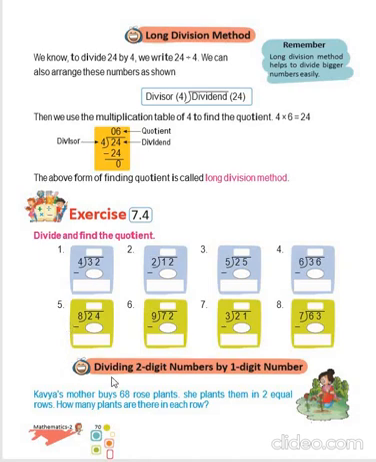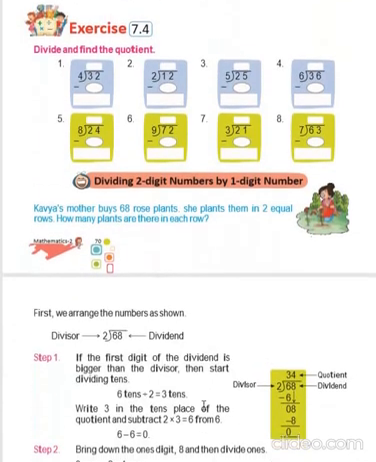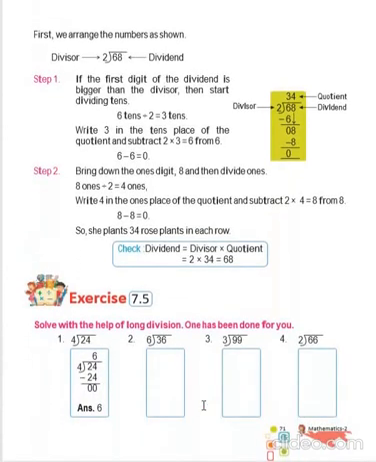Now come to dividing two-digit numbers by a one-digit number. Kavya's mother buys 68 rose plants. She plants them in two equal rows. How many plants are there in each row? So how do we have to do this? Divisor will be 2, dividend will be 68. Write it here like this.